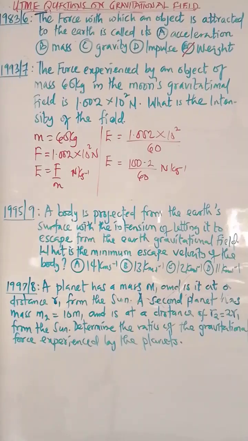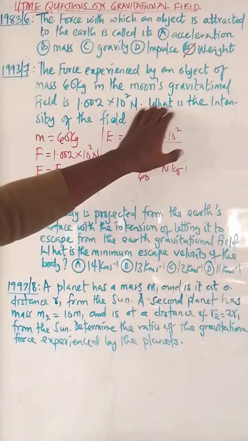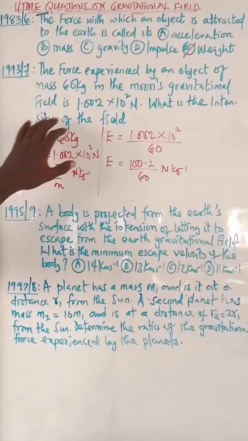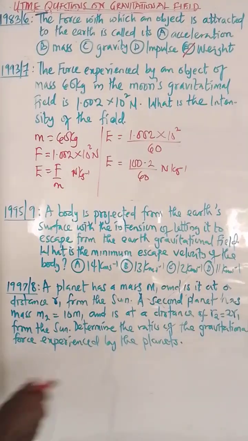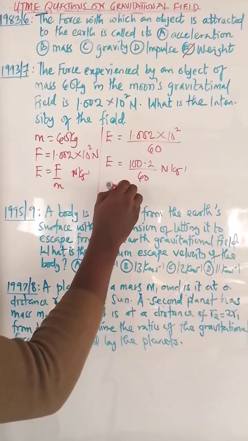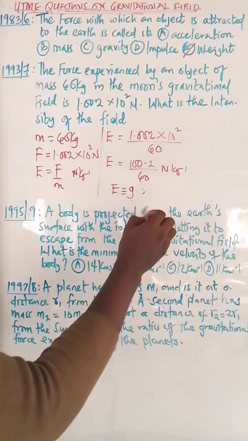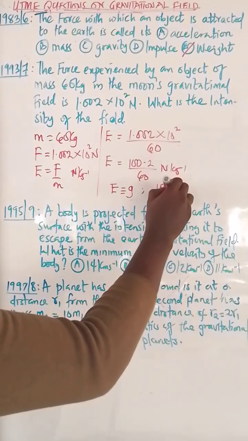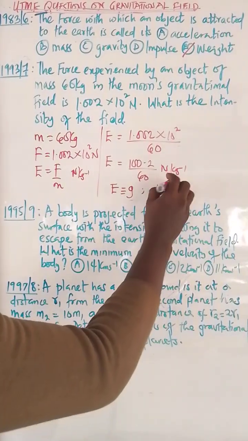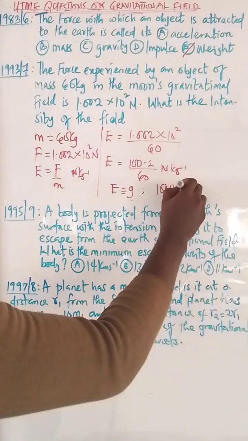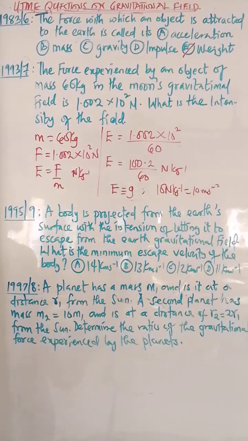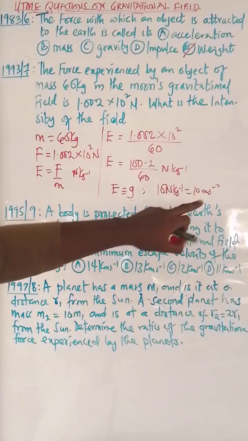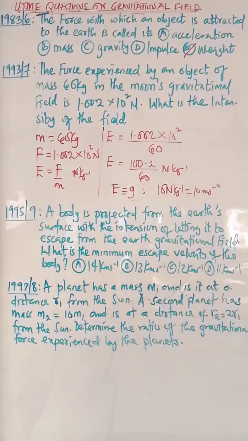So for example, what if you are asked what is the acceleration due to gravity in that field? Once you get the value of E and g, they are equivalent. On Earth, 10 Newton per kilogram equals 10 meter per second squared, approximately. I explained that in the lecture. So any value you get, just change it to meter per second squared. That is also acceleration due to gravity.